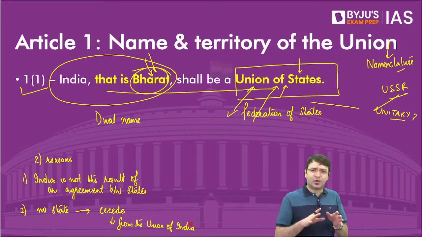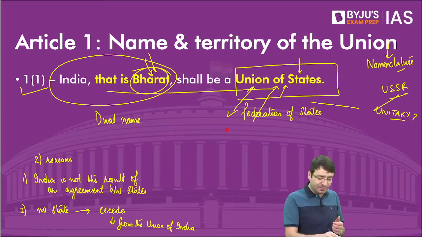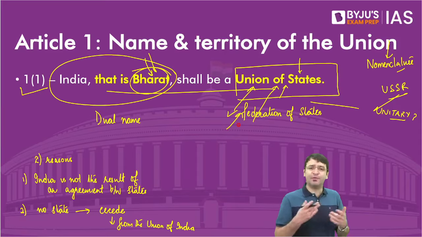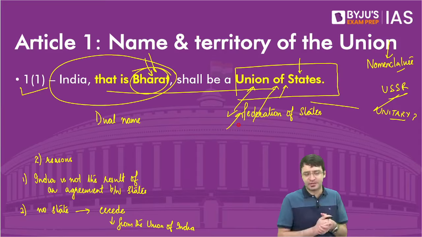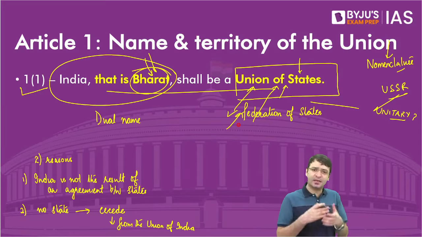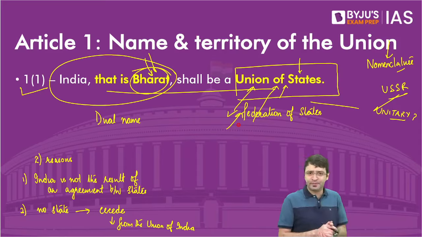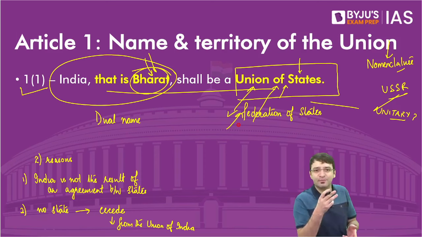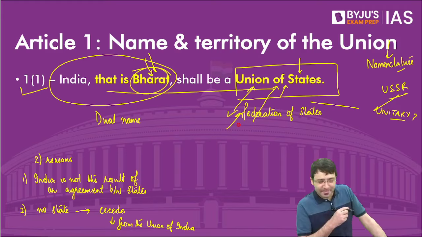Ours is a federal constitution, but I have not used the term India, that is Bharat, shall be a federation of states. I have used the term India, that is Bharat, shall be a union of states because of two reasons. Reason number one, India is not the result of an agreement between states. And number two, no state has the right to secede from the Union of India. Members of the Constituent Assembly said, please elaborate. We don't understand your technical knowledge because tomorrow civil services aspirants have to prepare this topic. I said, okay, I'll explain.